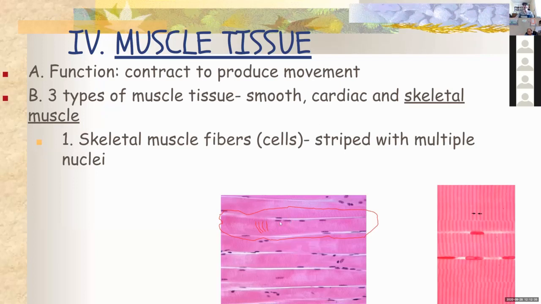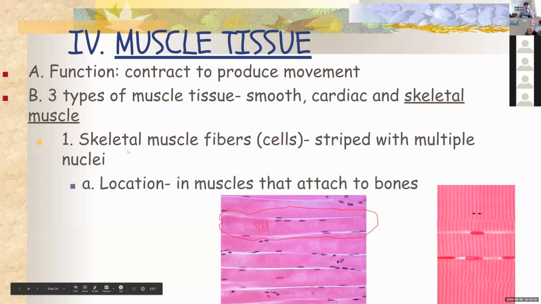So you can see the multiple nuclei. And that's weird for a cell. Most of the time, a cell has a single nucleus. The exception to that rule is the muscle cell. And when we're talking about skeletal muscle, its location is in the muscles that attach to the bone. And they attach to the bone with the help of a tendon.